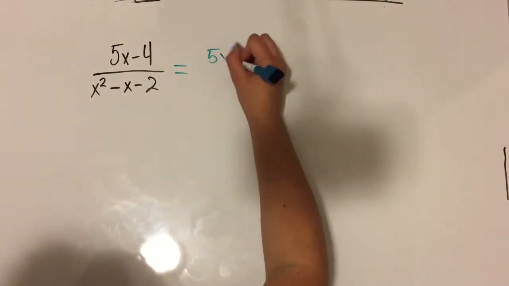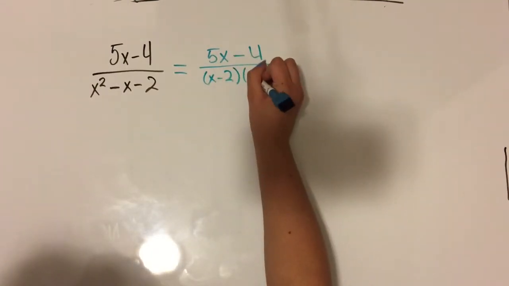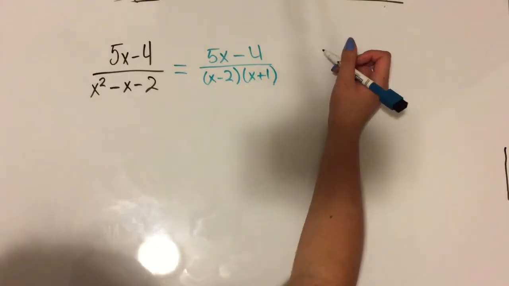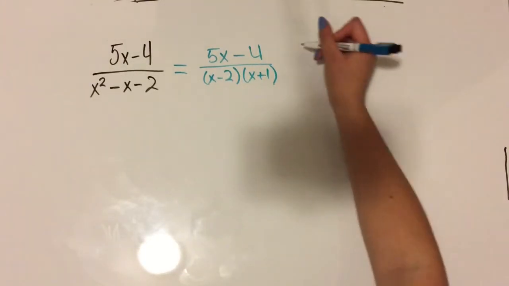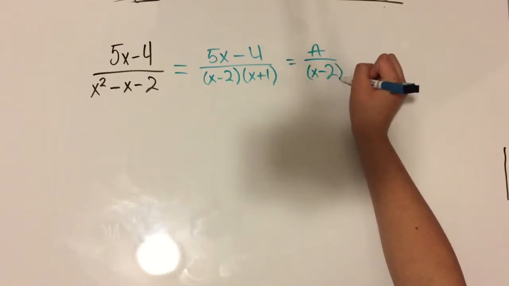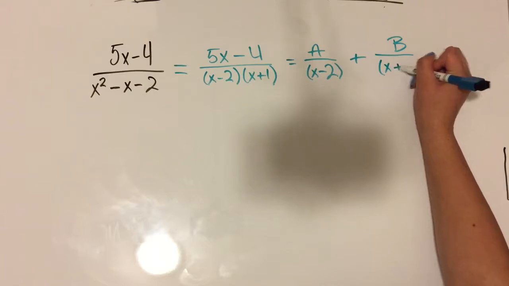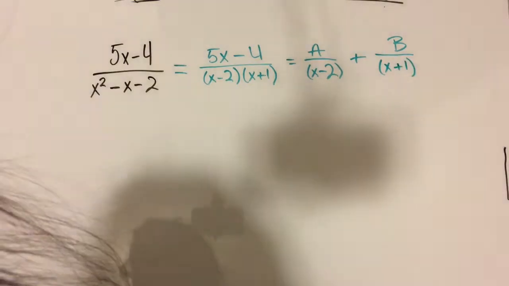Now I'm going to show you how you can use this method. Here I have this example, 5x minus 4 over x squared minus x minus 2. Then you're going to factor out the bottom using the good old AC method. And then you are going to write one partial fraction for each of those factors.